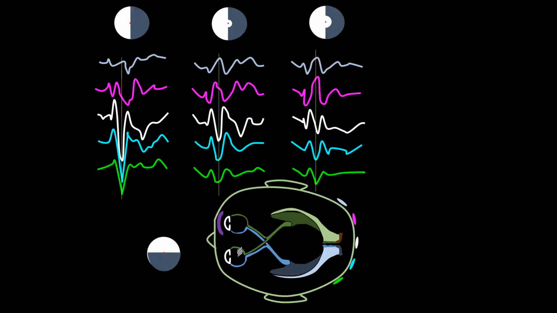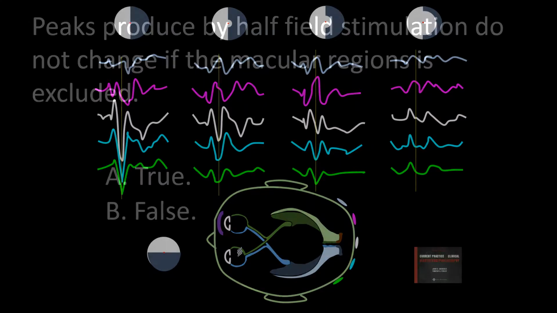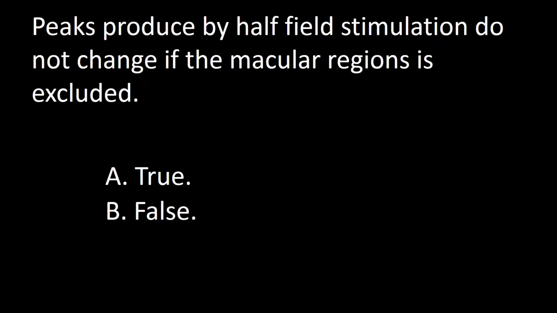This trend becomes more pronounced as the central scotoma is enlarged, up to a point at which only the lateral retina is stimulated and the waves as a whole lose all their typical characteristics. This explanation is presented in the Eversole book to explain the contribution of the lateral retina to the formation of the occipital N105. So the answer to this question is B.